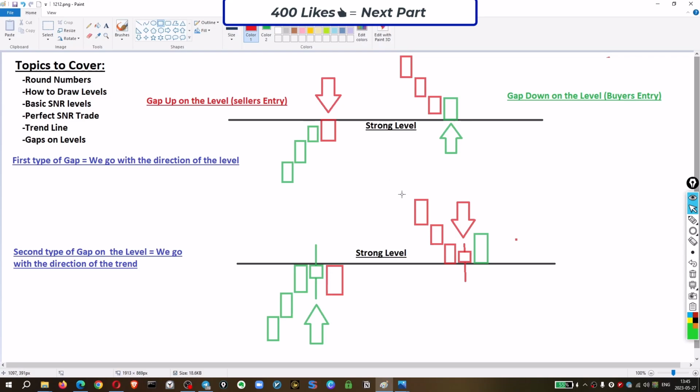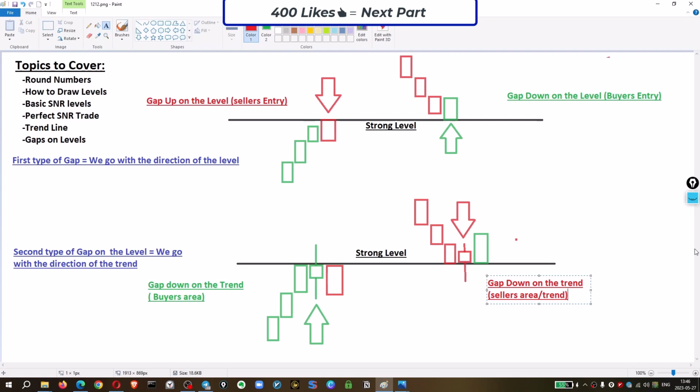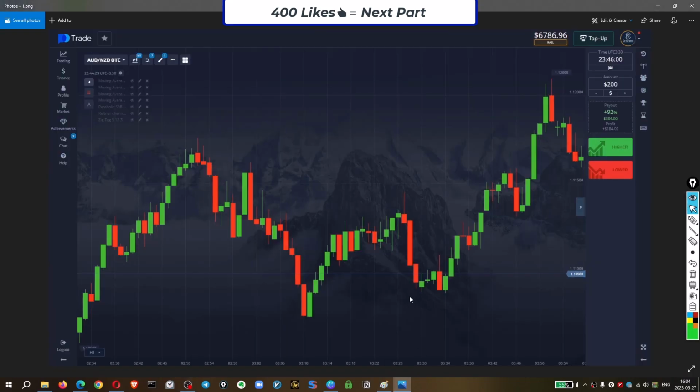Let's go to the chart and show you the examples. Oh, let me just write this description real quick. I'm sorry. Okay, this is the description of this gap as well, so you can take a screenshot, whatever you want. Then I will go to the chart and show you the examples. Okay, let's go to the chart.